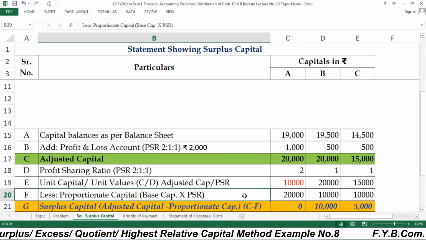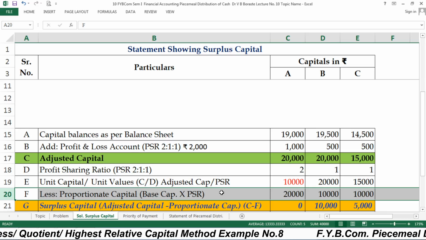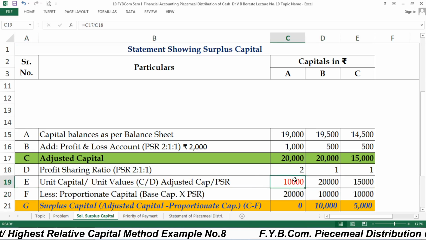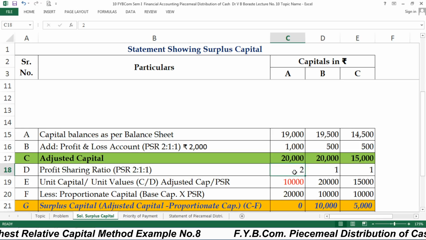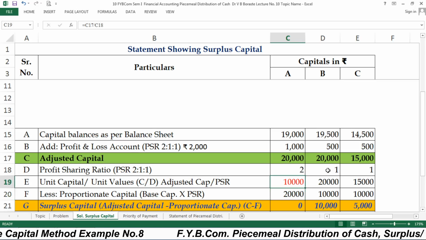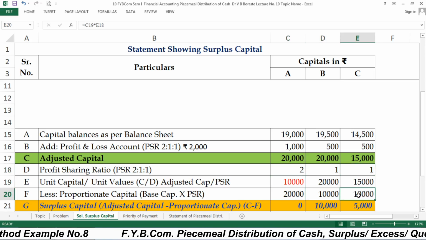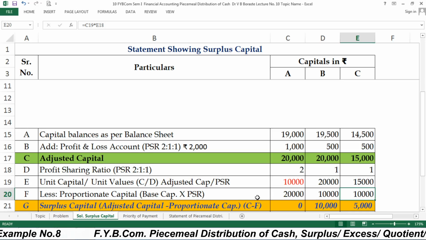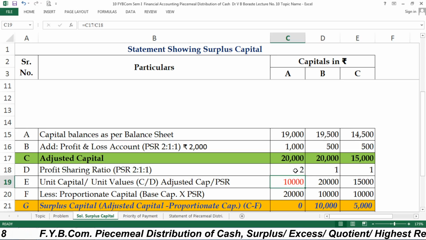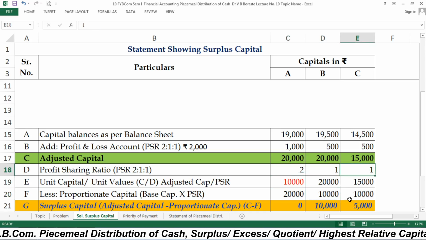The next step is proportionate capital. How can you calculate proportionate capital? Very simple: base capital into profit sharing ratio. So here we have a base capital of rupees 10,000 and the profit sharing ratio is 2. So 10,000 into 2, the answer will be 20,000. 10,000 into 1, the answer will be 10,000. And 10,000 into 1, again the answer will be 10,000. Here it simply means that you have to multiply the base capital by the concerned partner's profit sharing ratio. So 10 into 2, 20; 10 into 1, 10; and 10 into 1, again 10.